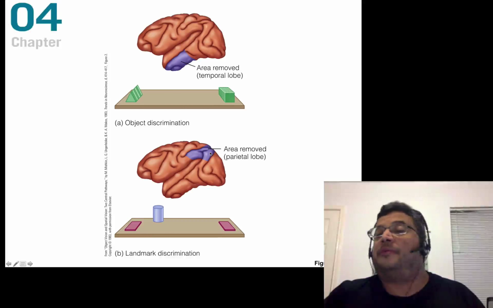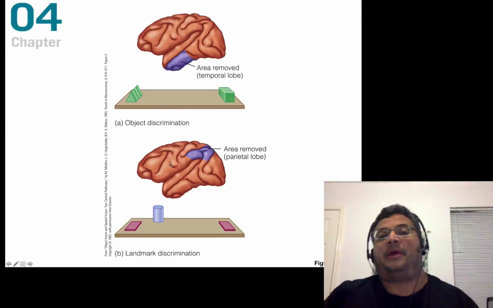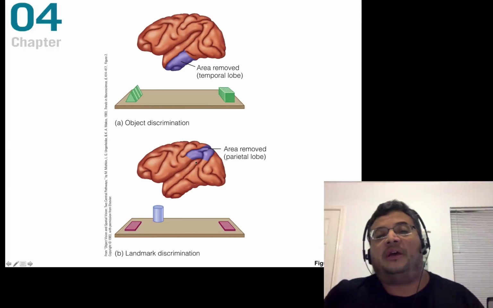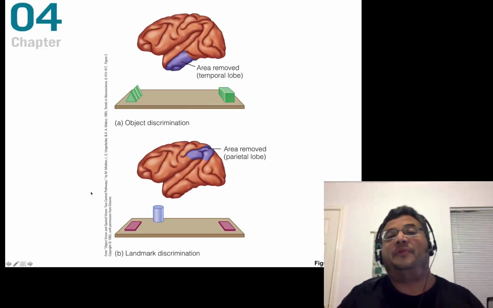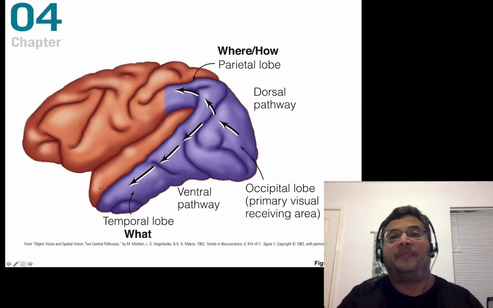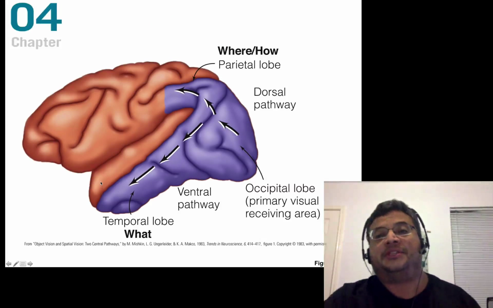However, if they had tissue removed here from the parietal lobe, they would have discrimination problems with the where pathway. In other words, they were able to determine which food cup the food was in based on where this little marker was. They lost that ability. After the ablation, they lost the ability to determine the relationship between this marker and which food cup had food in it.